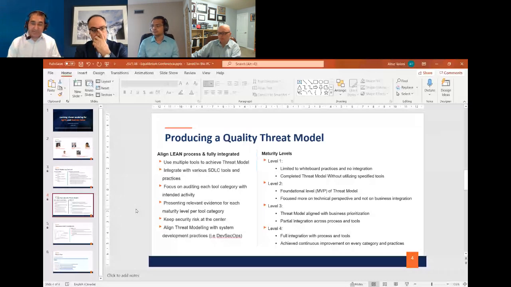But just speaking about this idea of lean process and full integration, Hasan, I know you do a lot of work with your teams in this space. Can you talk a little bit about threat modeling in the context of an entirely integrated pipeline that cuts across multiple?